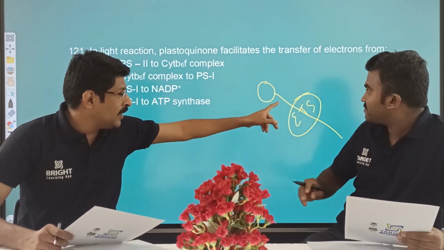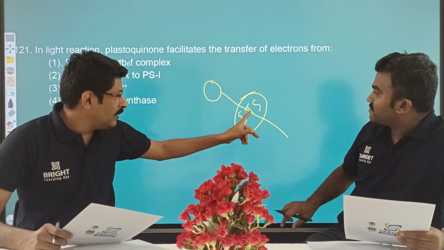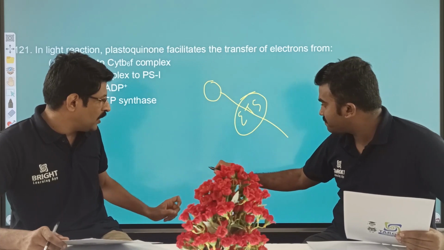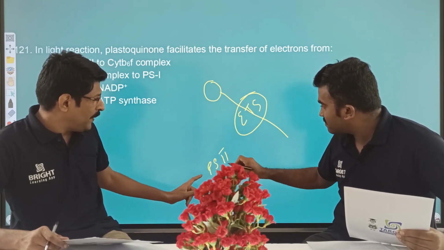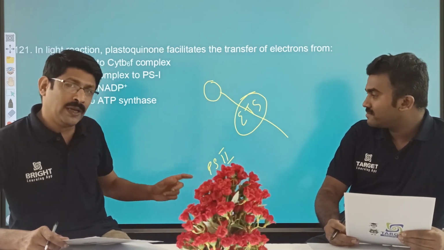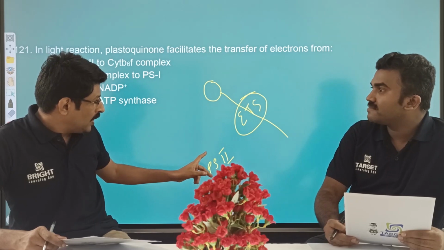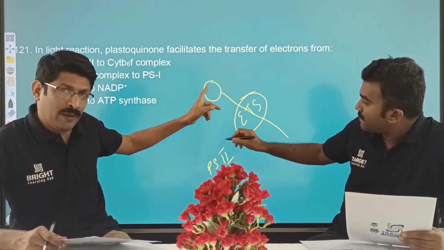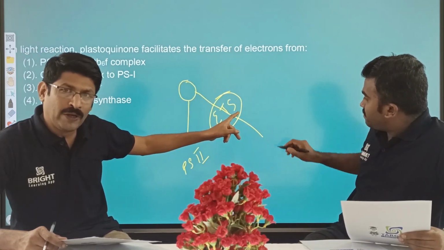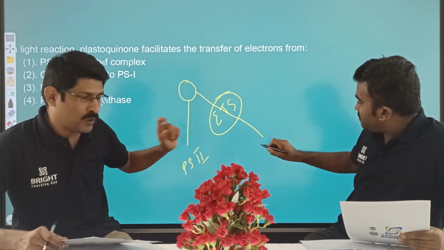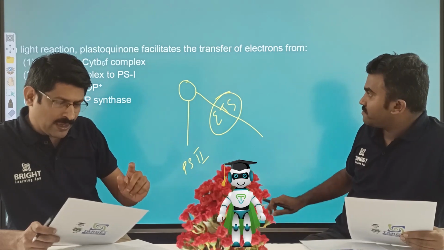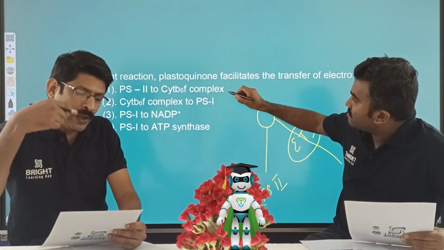But in between there is plastoquinone, then the cytochrome b6f complex, and here there is PS2. PS2 is associated with the oxygen evolving complex or water splitting complex, where photolysis of water takes place, and the electron that is jumped is carried by the primary carrier pheophytin, and then plastoquinone. From the plastoquinone it moves into the cytochrome b6f complex, then plastocyanin. From plastocyanin it moves into PS1. So the answer is the first option, that is PS2 to cytochrome bf complex.